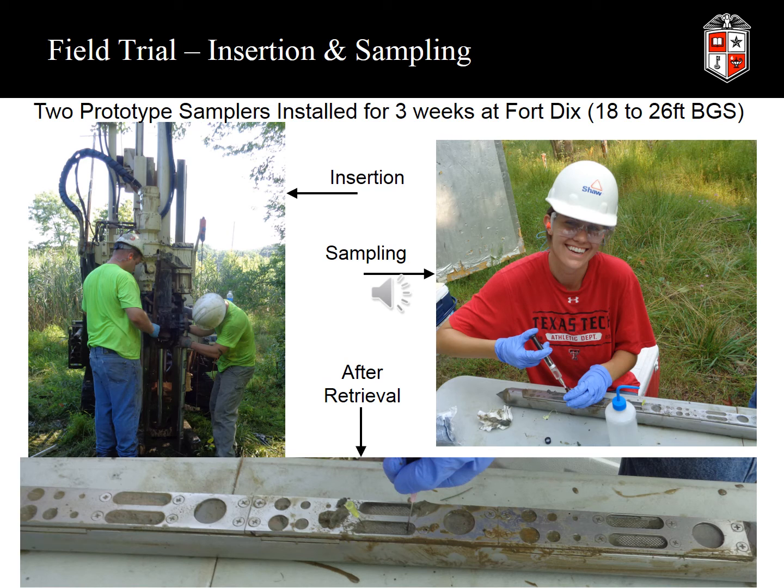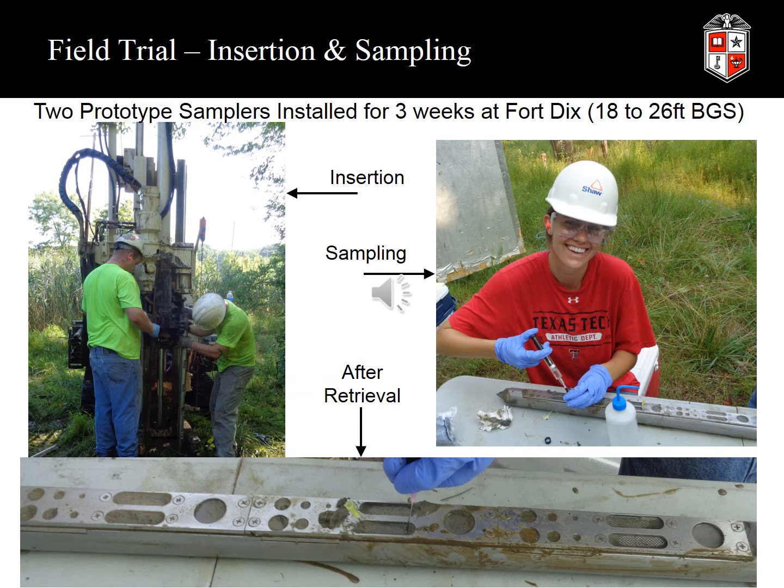So this slide has a number of photographs which basically highlight the insertion and retrieval. In the bottom of the slide you can see the fully assembled sampler, and you can make out the stainless steel mesh in the photograph. The upper left photograph is a picture of the geoprobe rod and the sampler being inserted. And on the right is a picture of Haley, the graduate student on this project, who is removing water from the sample cells and putting it into a sample vial.